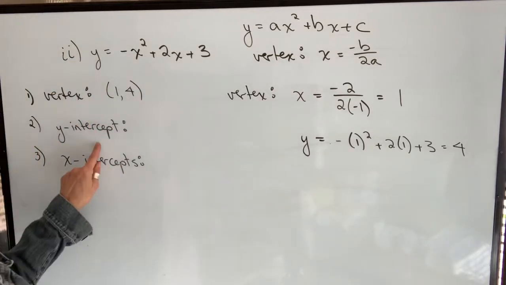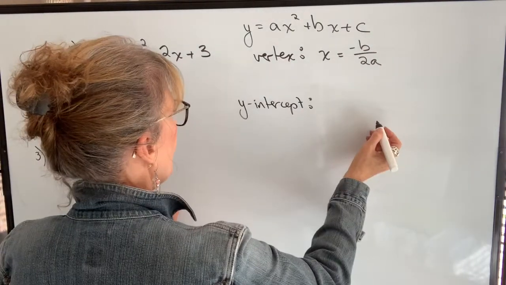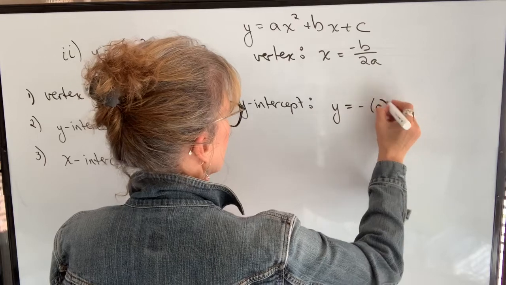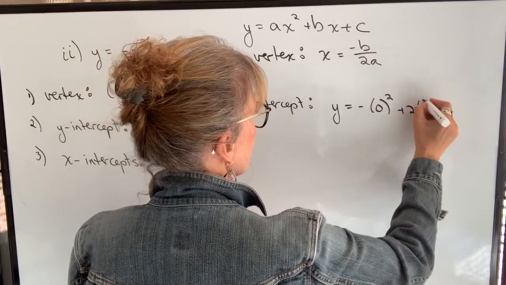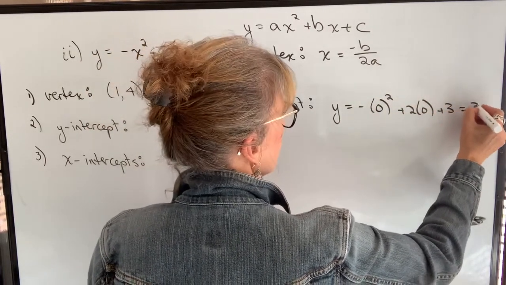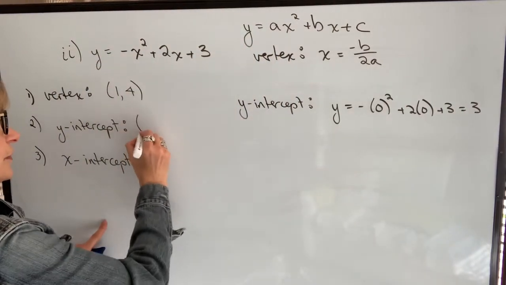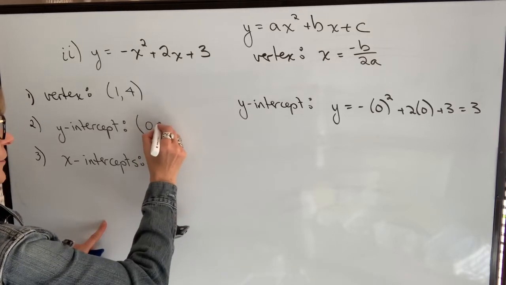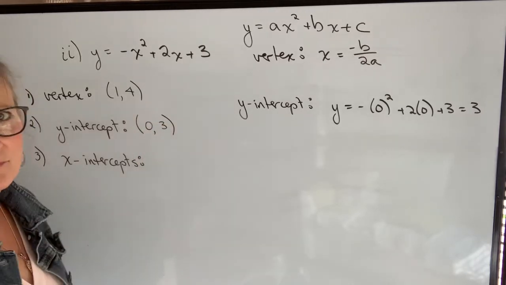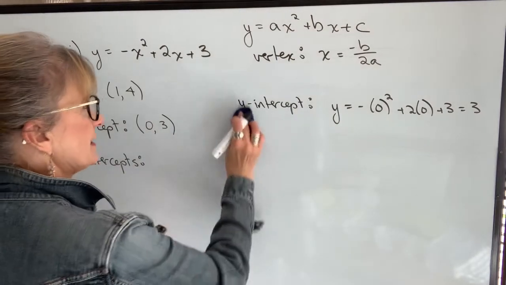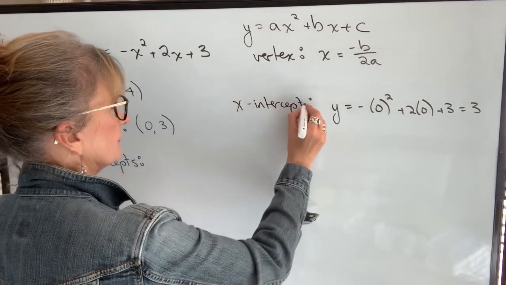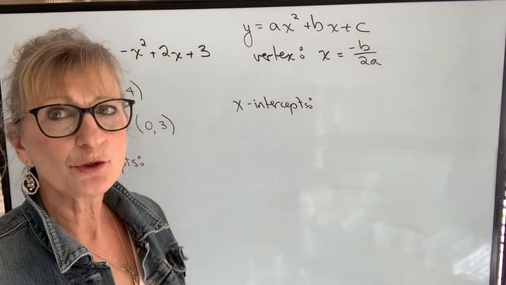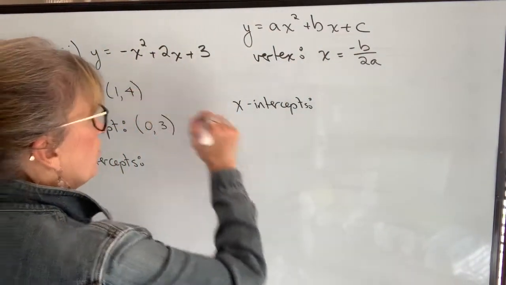Next step, find the y-intercept. It's the y value when x is 0. So it'll be -0 squared plus 2 times 0 plus 3. So the y-intercept would be the y value when x is 0. So x is 0, y is 3. Next step, let's find our x-intercepts. That's the x value when y is equal to 0. So we make y equal to 0.